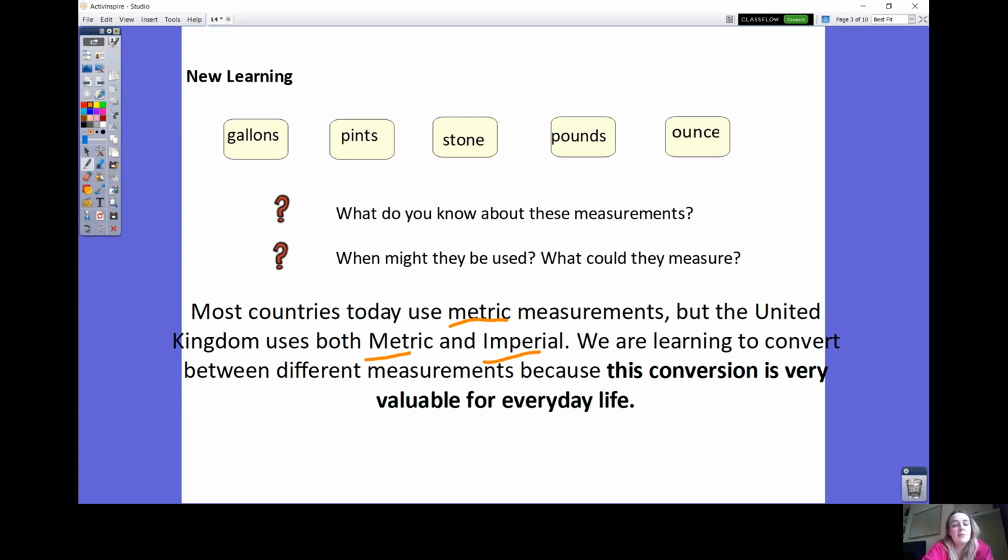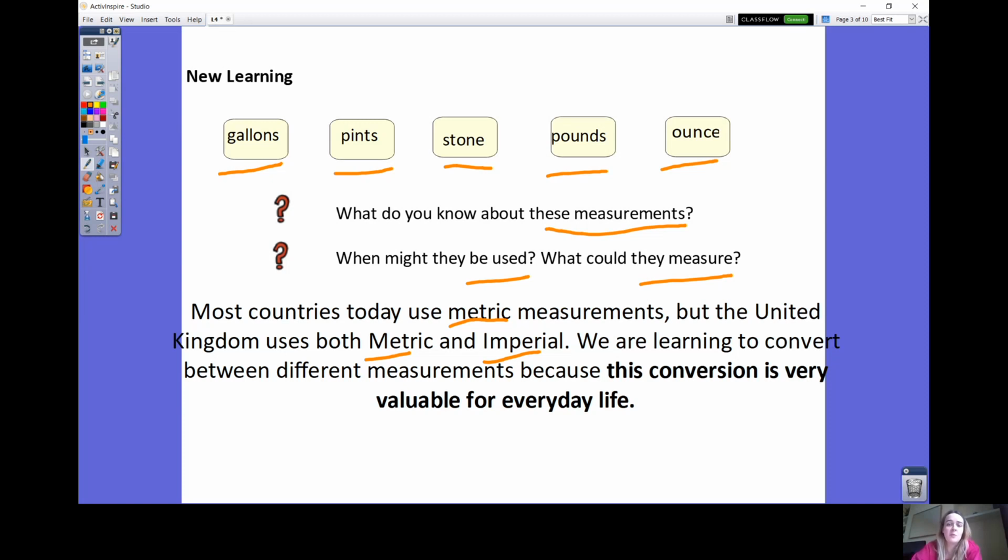So we've got different units here on the board. We've got gallons, pints, stone, pounds, and ounces. What do you know about these measurements, and when might they be used? What could they measure based upon your real life experience of the world so far? You might want to pause the video now for about a minute and go over these terms and what you already know about these measures.